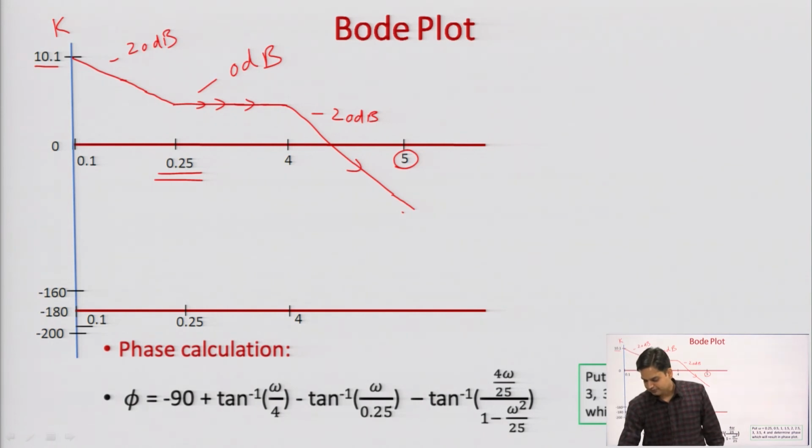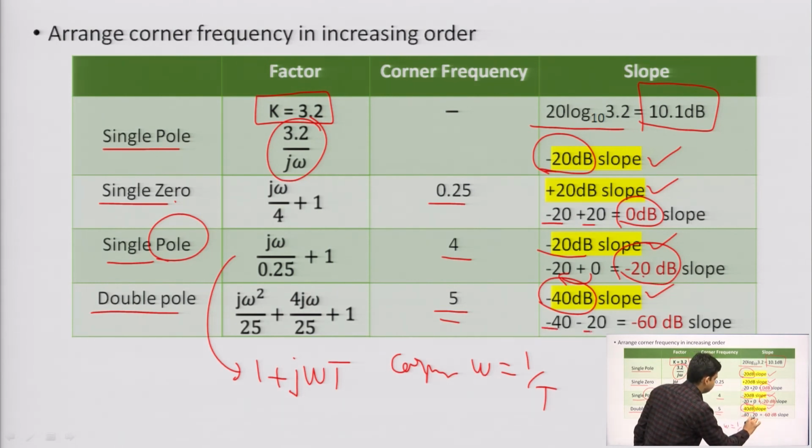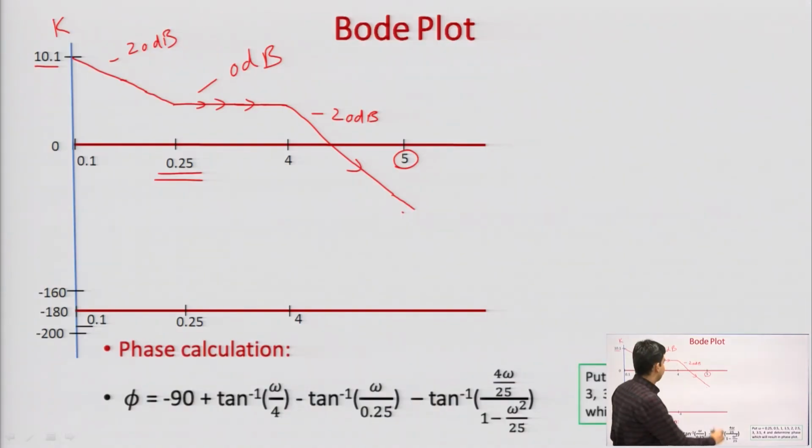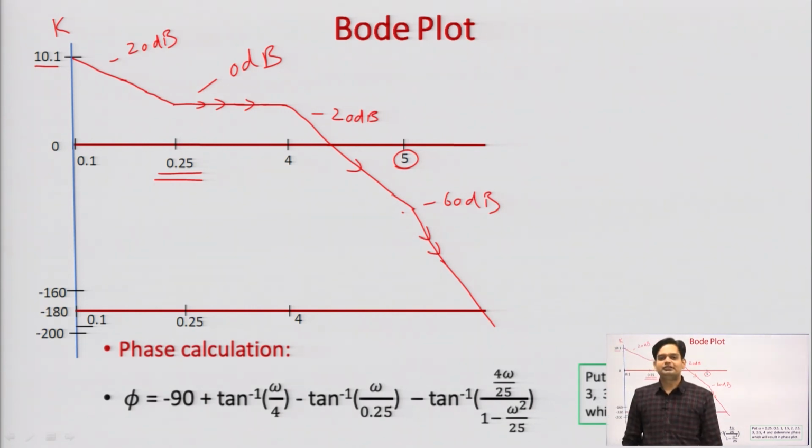Now, what is happening at 5? At 5 I am getting a slope of minus 40. Previously my slope was minus 20, and with minus 40 more, my final slope is minus 60 dB. So, here at 5 I will get minus 40 more and a total slope of minus 60 dB, and it will go like this. Okay. So, this is the magnitude plot.